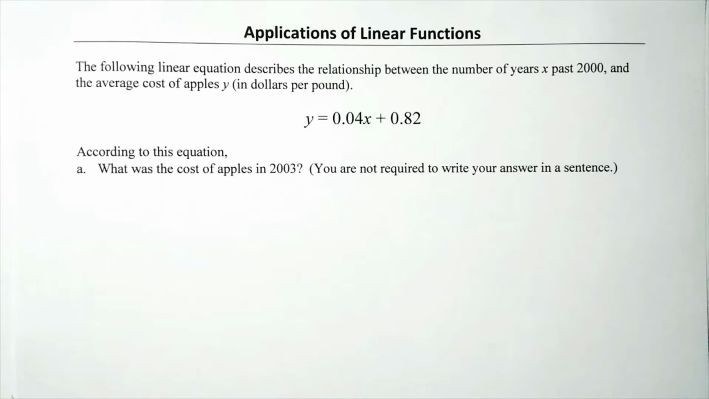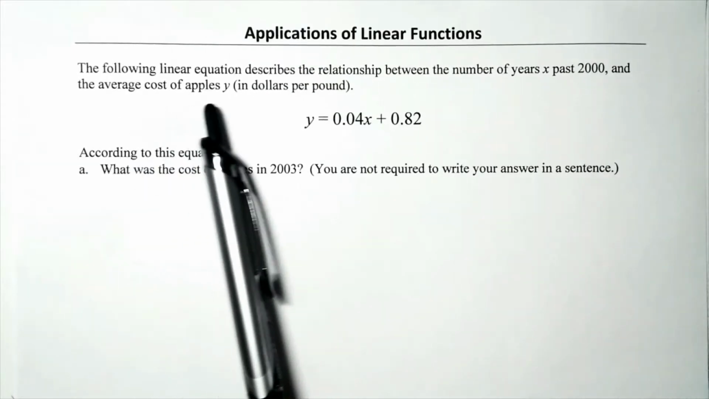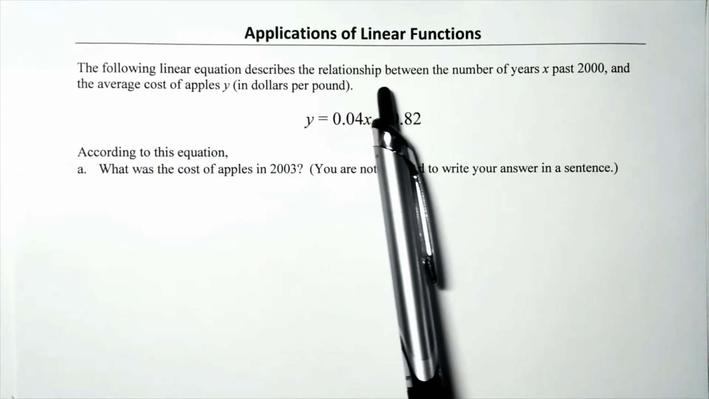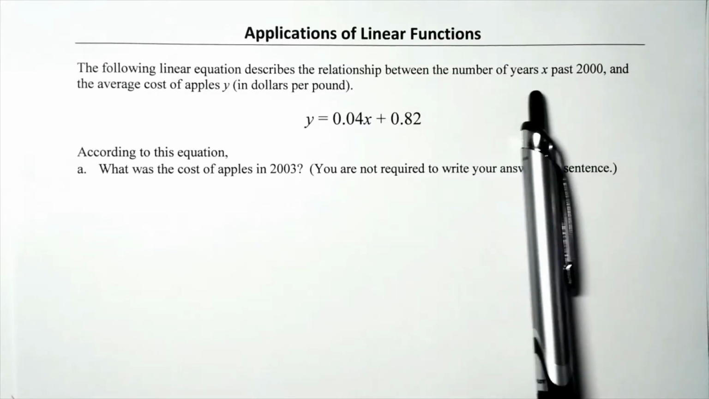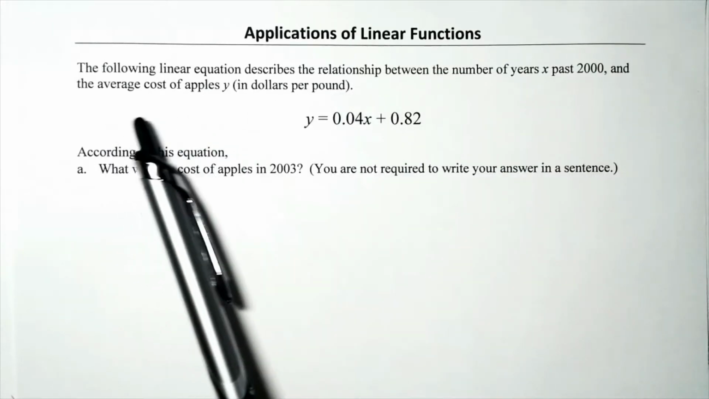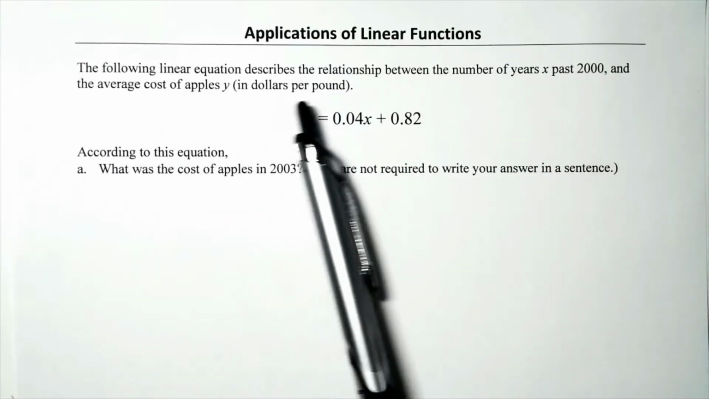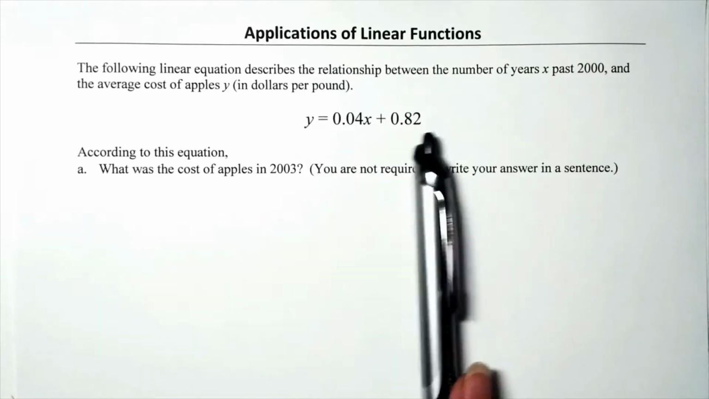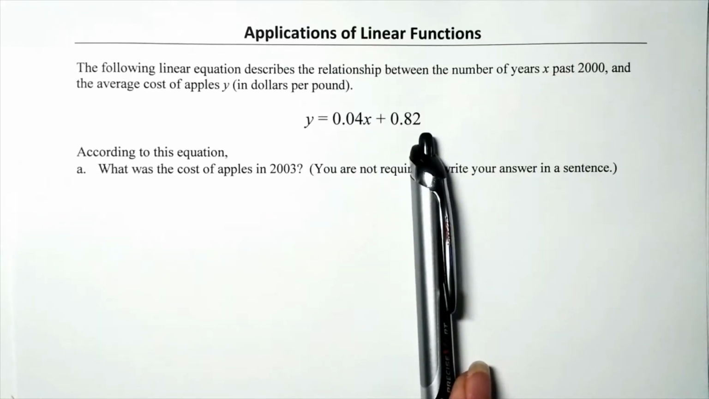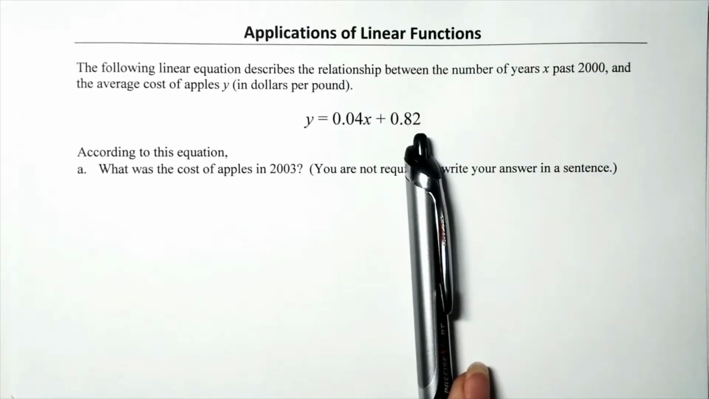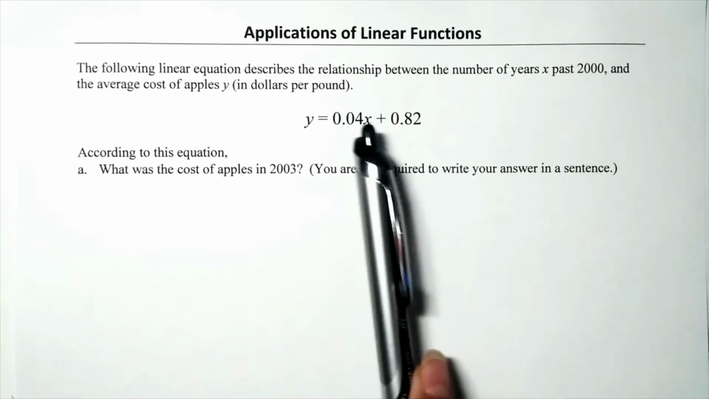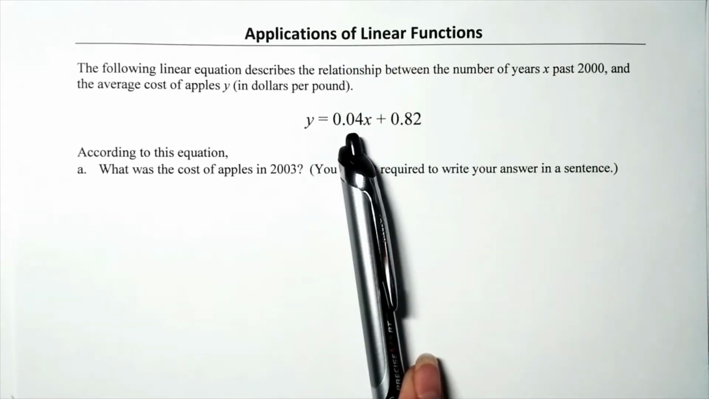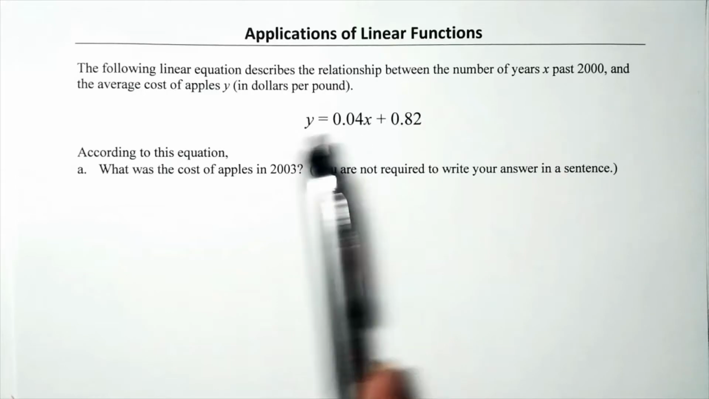So the prompt reads, the following linear equation describes the relationship between the number of years x past 2000 and the average cost of apples y in dollars per pound. Okay, that's a lot of information. Let's go ahead and read it like 10 more times. So we have some equation. It will be nice if we have a clear idea of what the x and y variables represent. If we don't, there's really no need to move forward.